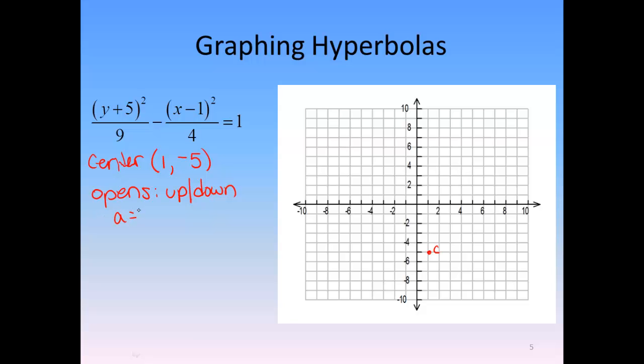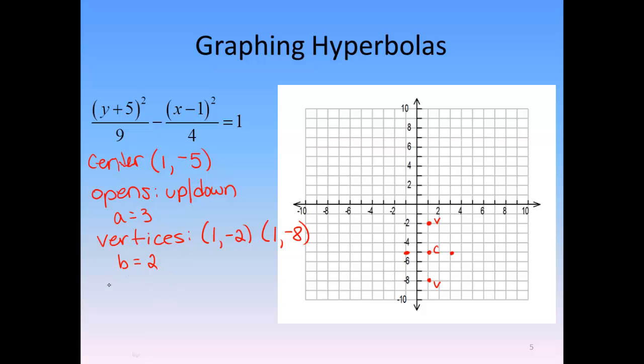My A value here is 3. So my vertices are going to be up and down, because that's the way it opens. 1, 2, 3. There's a vertex. Down, 1, 2, 3 from the center. There's a vertex. So it's going to be at 1, negative 2 and 1, negative 8. My B value is 2. So I'm going to go side to side, or left and right 2. 1, 2. 1, 2.